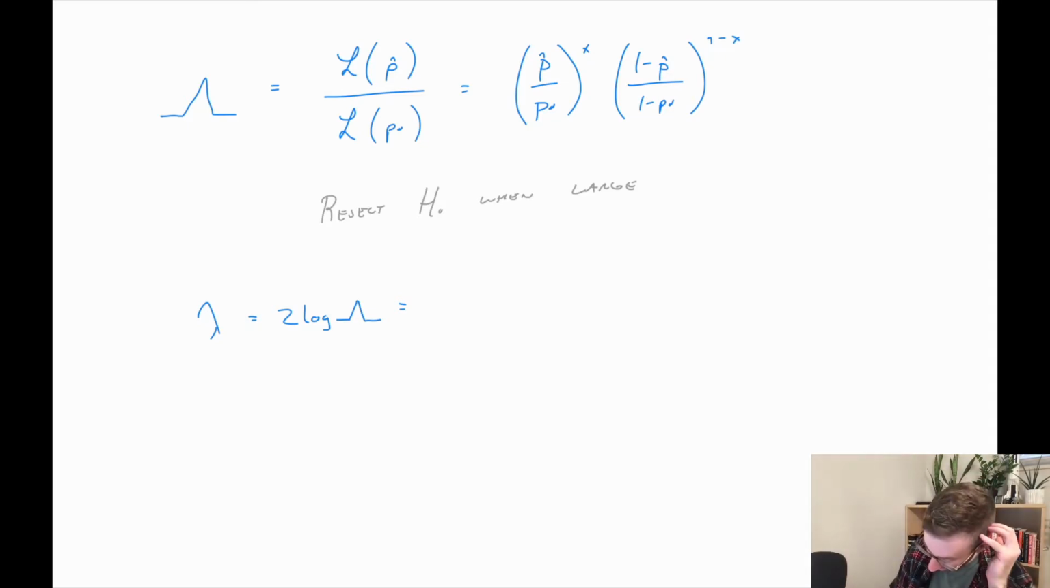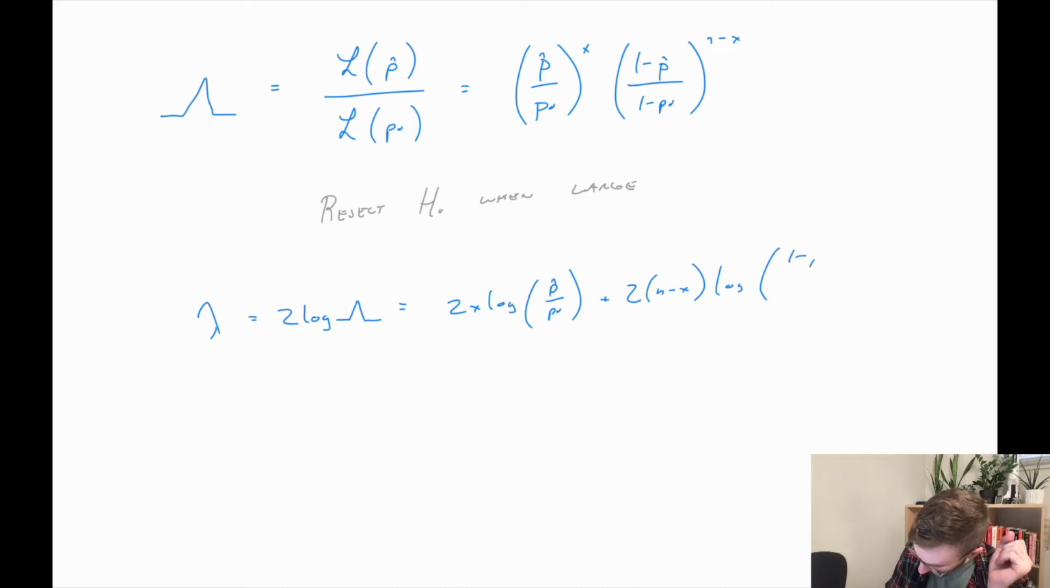But anyway, in this case, that works out to be something like, in my notes, I'm missing something. So this should be 2x log of p hat over p0 plus 2 times n minus x log of that thing, right? So now we can calculate this statistic. For a particular data set, we can get the value of this.